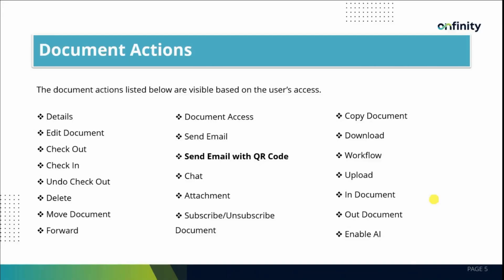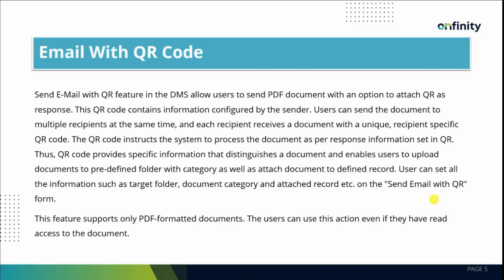Chat. Attachment. Subscribe unsubscribe document. Copy document. Download. Workflow. Upload. In document. Out document. Enable AI. These actions are visible based on the user's access. In this training video, I will cover the highlighted action: send email with QR code.